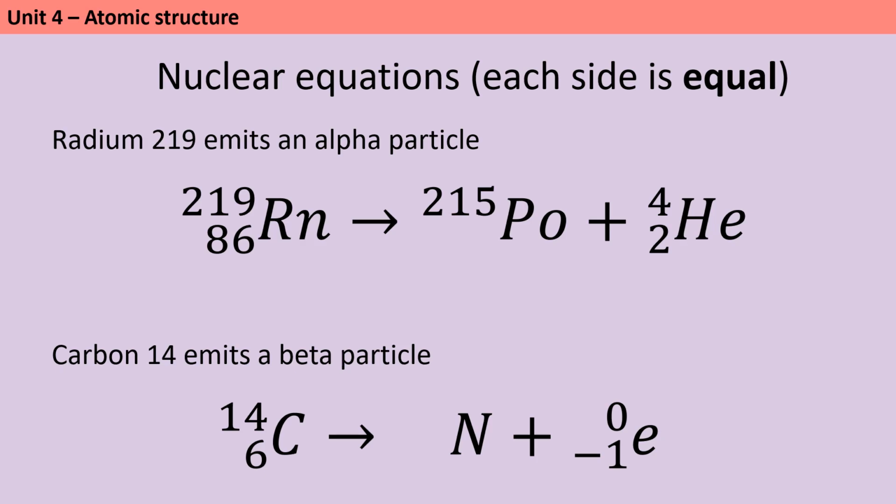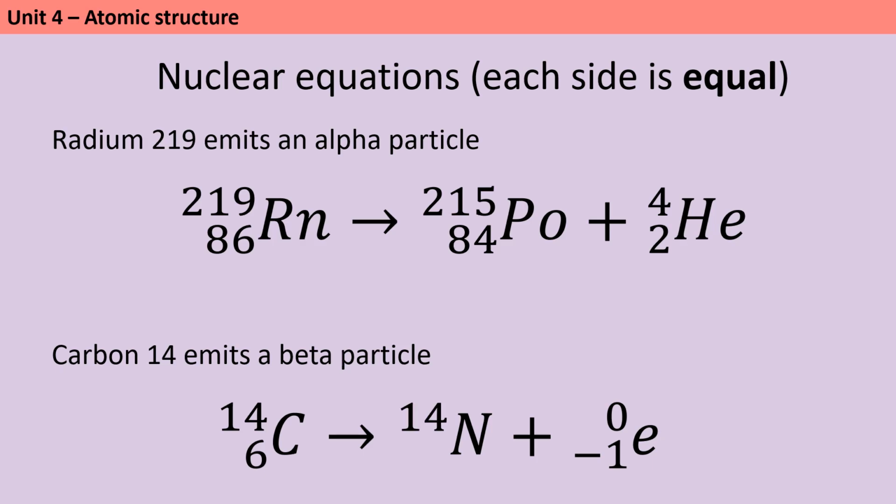And then likewise, radium has an atomic number of 86, so if the alpha particle has an atomic number of 2, then the polonium must have an atomic number of 84. The beta particles tend to be where people fall down. The mass is quite straightforward, because the mass of an electron, at least as far as this equation is concerned, is 0, so the mass remains 14.